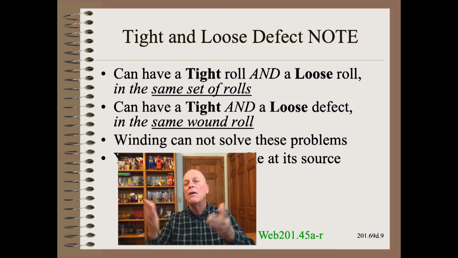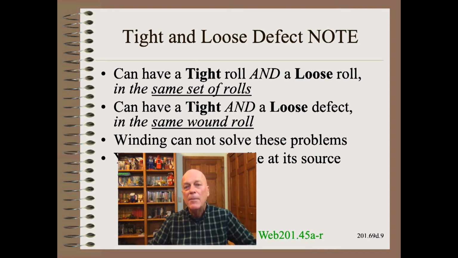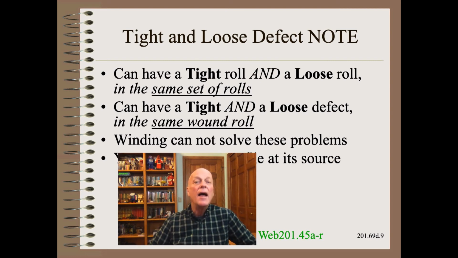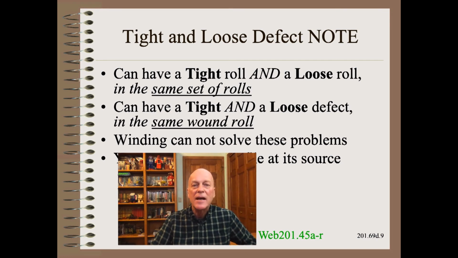Winding cannot ever totally solve these problem situations, no matter what the winding machine or what the TNT setting you use or what the taper is. Winding cannot ever totally solve these problem situations, no matter how much your customer and how much your boss wants this. At best, the winder can only minimize the total troubles by careful balancing of the tight and loose defects, as I teach in the optimization section of my problem-solving classes.